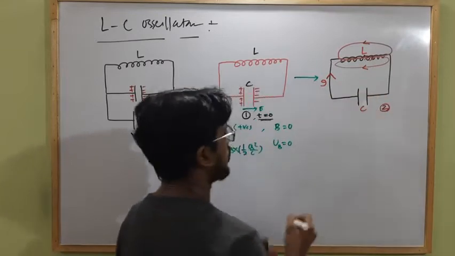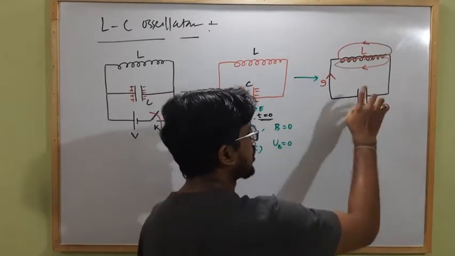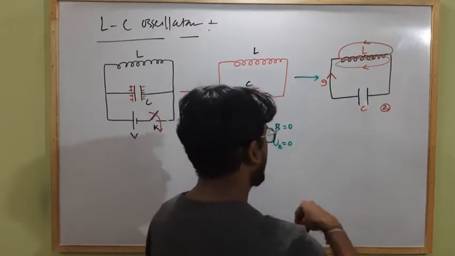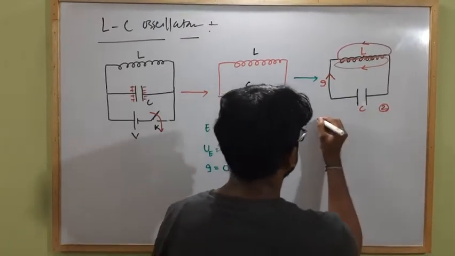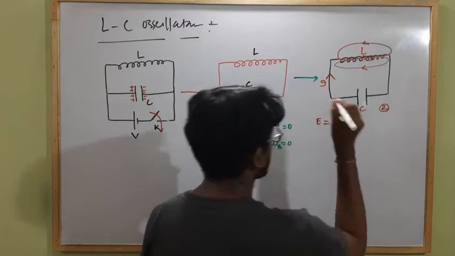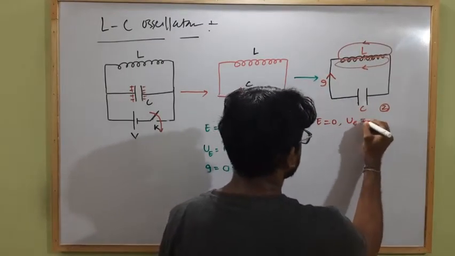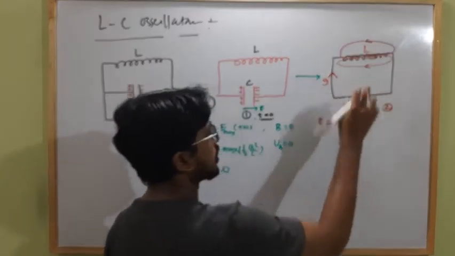At this situation, what will happen? There is no charge across the capacitor as the capacitor is completely discharged. So E equal to how much? 0. There is no electric field. So electrical energy is also 0 as there is no charge stored across the capacitor.